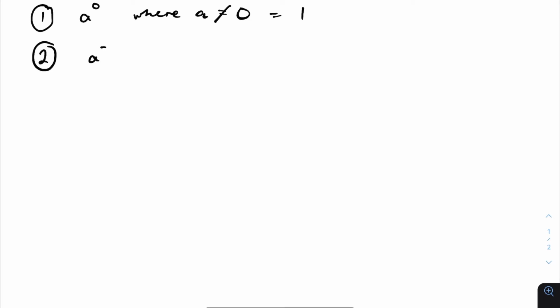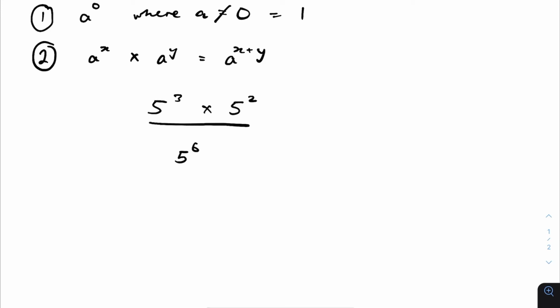Now rule number 2. A to the power of x times a to the power of y is equal to a to the power of x plus y. So let's say we had 5 to the power of 3 times 5 squared. Well, you might think, oh, we can just multiply the indices, which gives us 5 to the power of 6. Well, you can't, because when you're multiplying two indices, they're already raised to the power. You can write it another way.